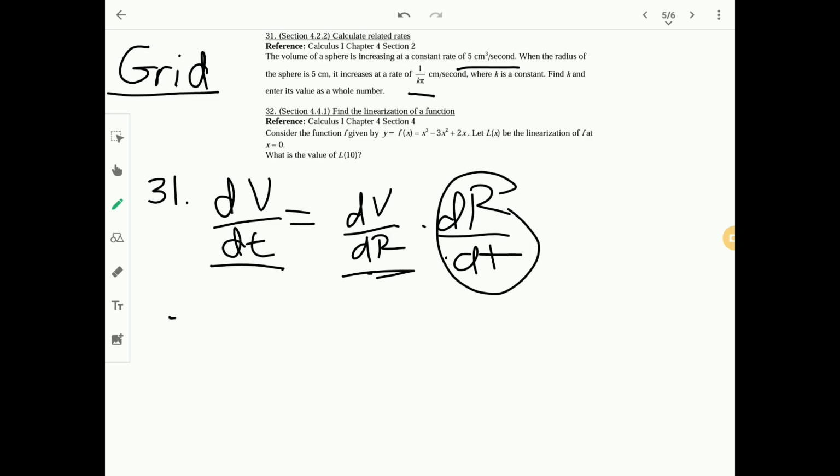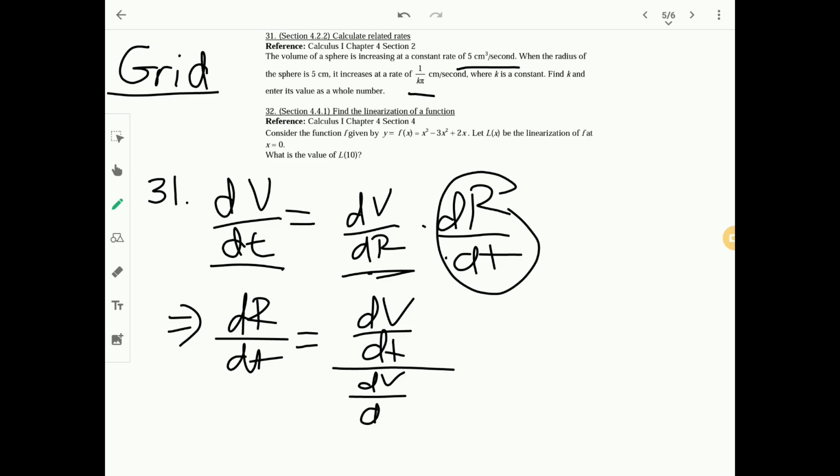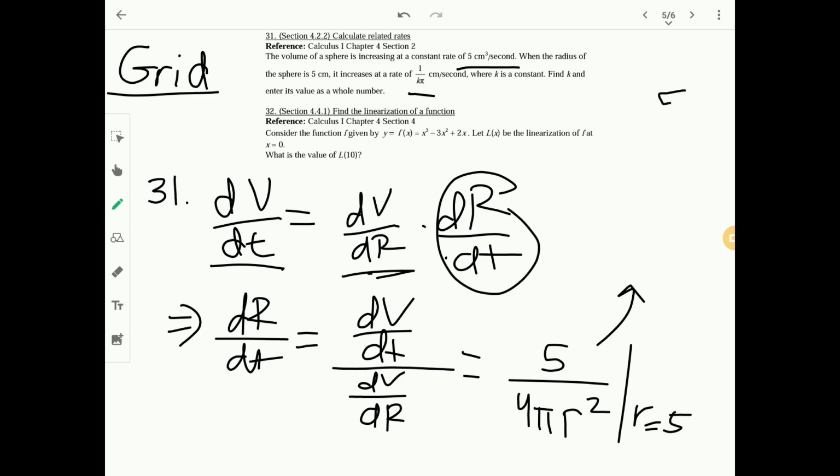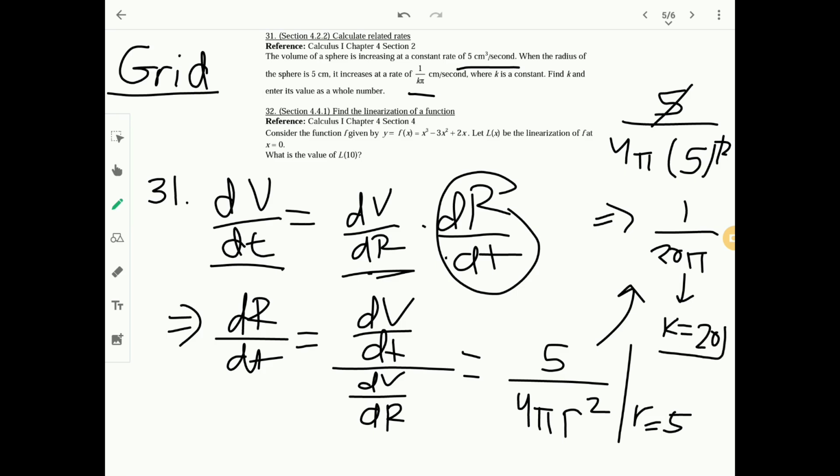We're looking for this. So in effect dr over dt is equal to dV over dt divided by dV over dr. The rate of change of the volume is 5, and this is the derivative of the volume, which is 4 pi r squared when r is equal to 5. We get 5 over 4 pi 5 squared. This cancels, 1 over 20 pi. So k is 20. I'll give you guys a few seconds to check and then we'll do 32.